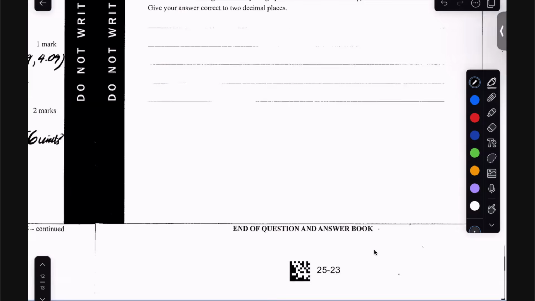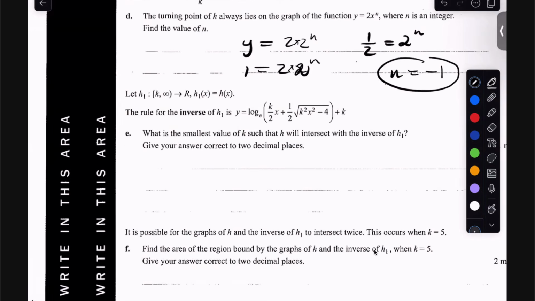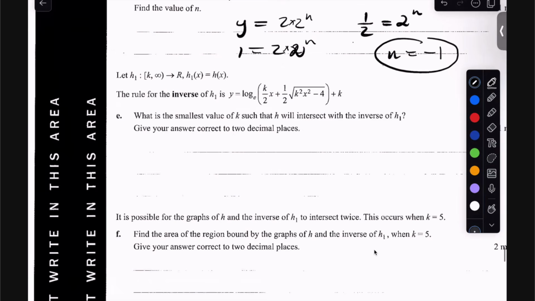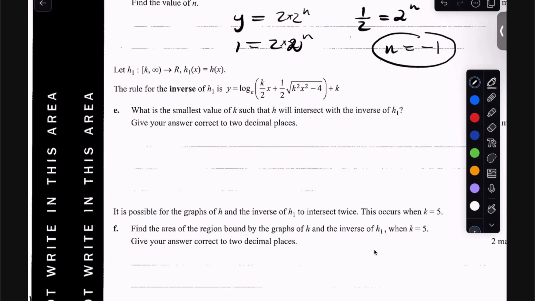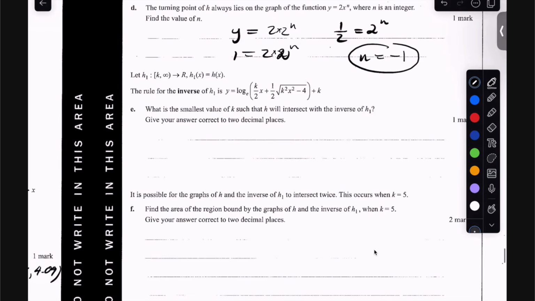Alright, 2 more parts, then done. Let h1 be equal to that. The rule for the inverse of h1 is equal to that. What is the smallest value of k such that h will intersect with the inverse of h1? Give your answer correct to 2 decimal places.